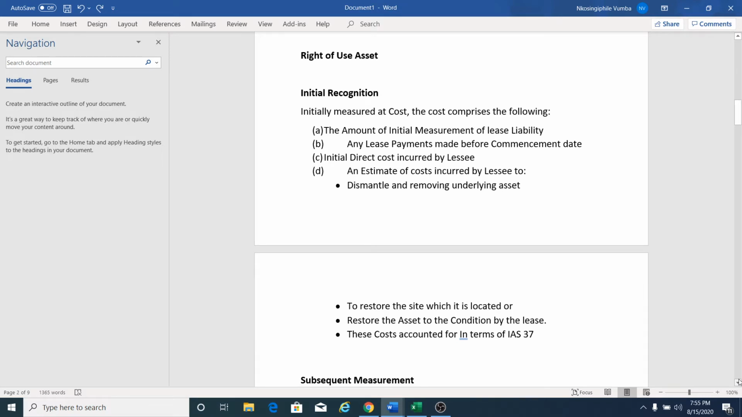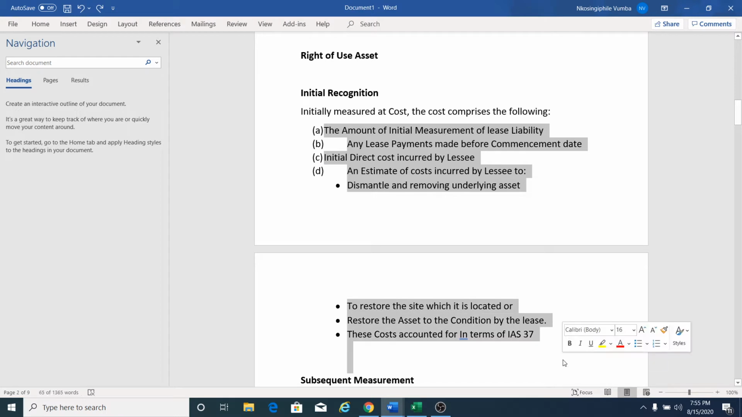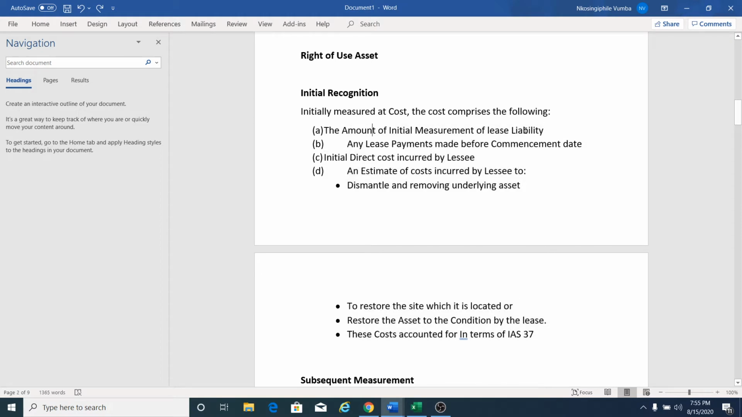Initial measurement of the right of use asset. It is initially measured at cost, and that cost comprises the following, and this is very important. The cost of an ROA includes the following. It includes the amount of the initial measurement of a lease liability.